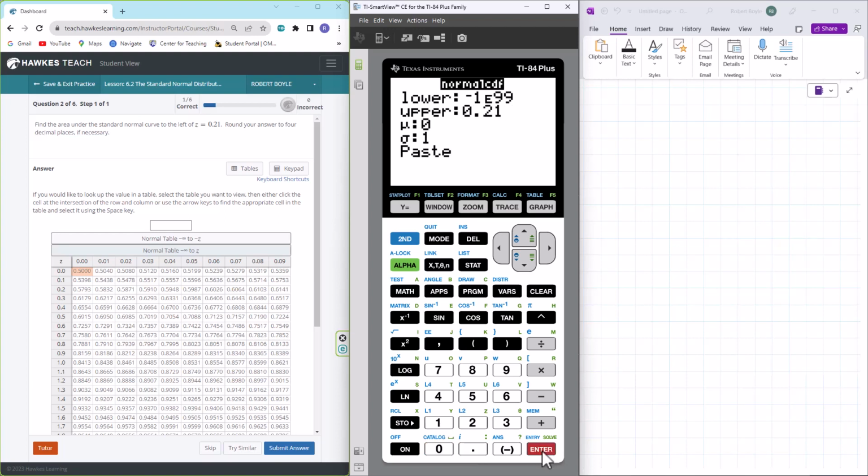Mean is 0, variance is 1. Go ahead and paste that, and we get hopefully the exact same answer, 0.58316. Okay, my 5th decimal value is a 6. That will round to 0.5832, which is exactly what we have here.